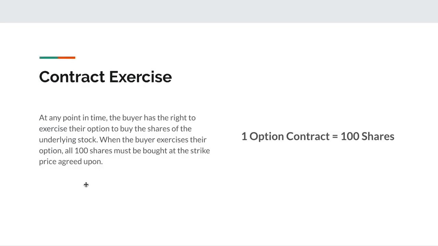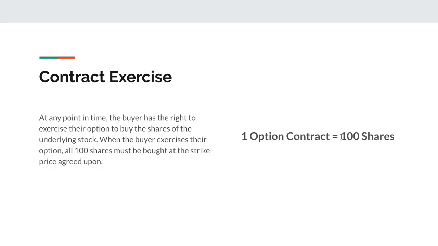What happens when someone decides to exercise a contract, or what does it even mean to exercise a contract? We've already explained that there are two sides to an option contract, which is one buyer and one seller. Now, at any time, the buyer has the right to exercise their option to buy the shares of the underlying stock. When the buyer exercises their option, all 100 shares must be bought at the strike price agreed upon. So remember, there is a total of 100 shares in question. One option contract equals 100 shares.